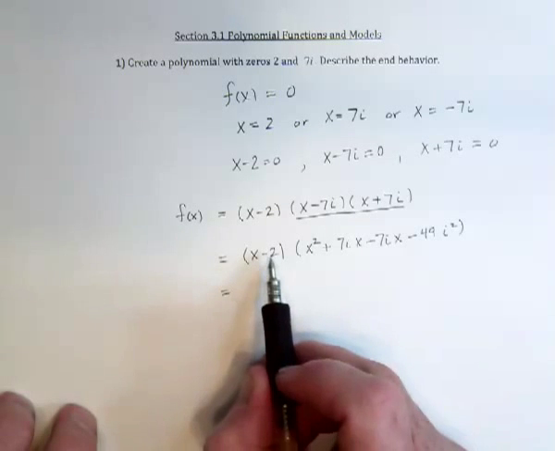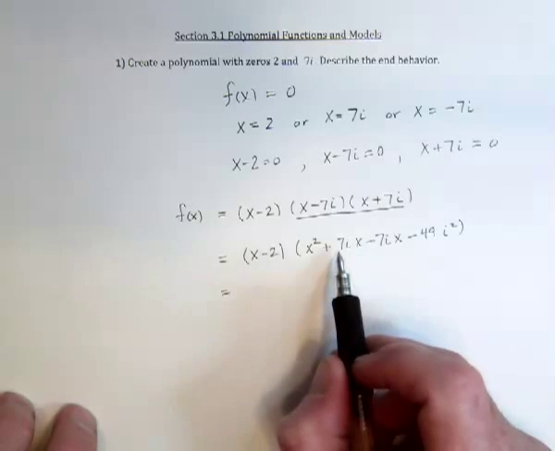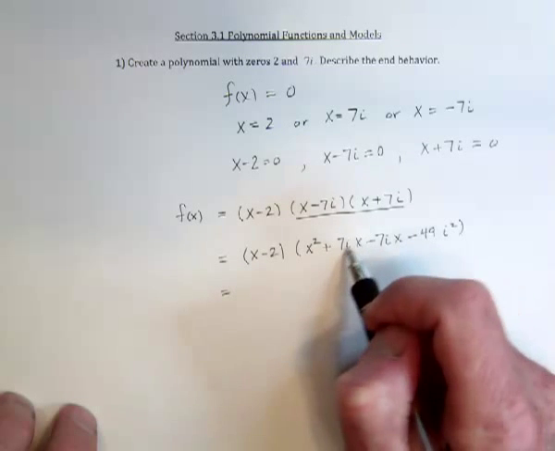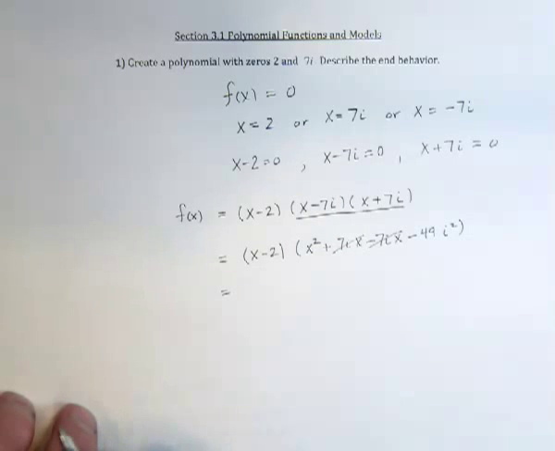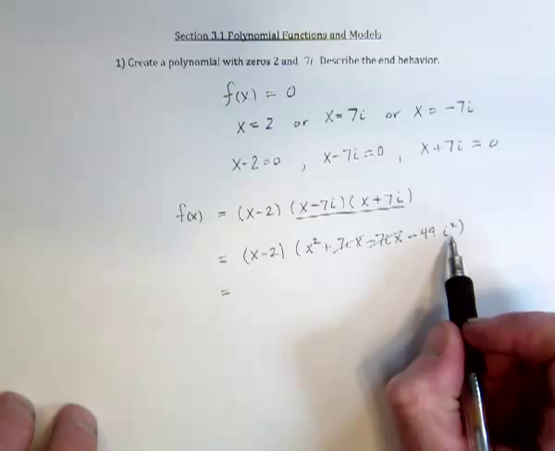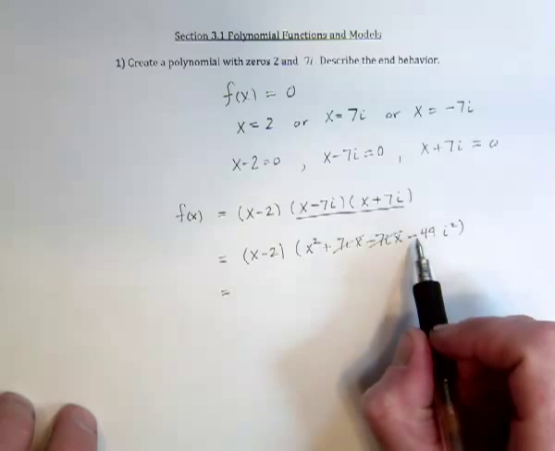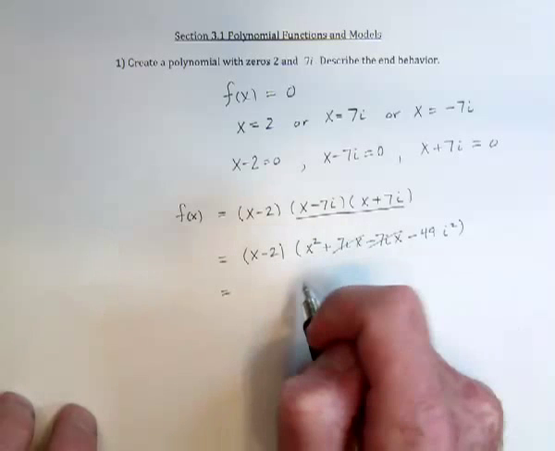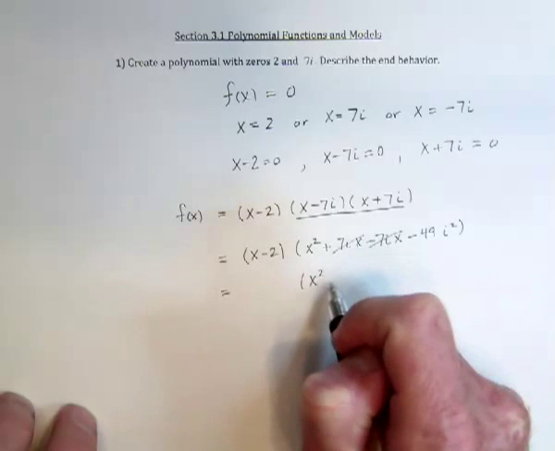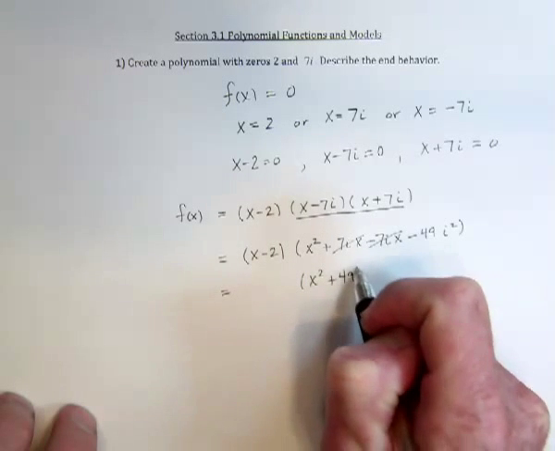Before I multiply this polynomial, I need to simplify over here. For example, these two guys are going to cancel each other out. And also use the fact that i squared is equal to a negative 1. So if this is a negative 1, and that's multiplied with this negative 49, we've got a positive 49. So x squared plus 49.